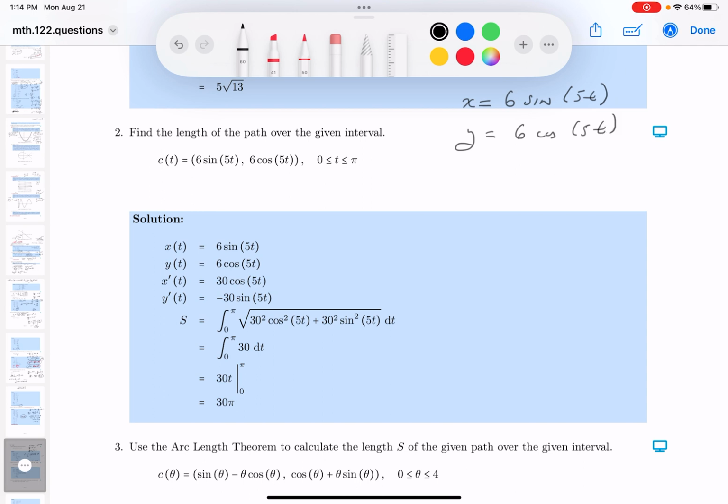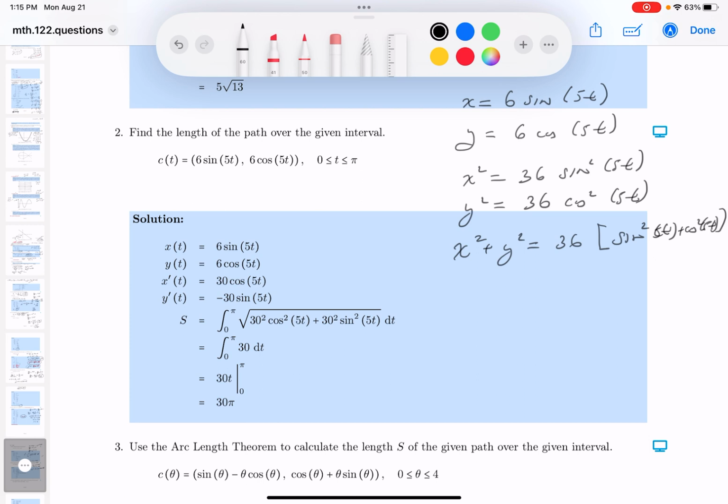So what I'm going to do is square both sides, and you get x squared equals 36 sine squared 5t. And you can get y squared is equal to 36 cosine squared 5t. I'm going to add these two equations together. What do you get? x squared plus y squared is 36 sine squared 5t plus the cosine squared 5t. I know I'm jamming that in there, by the way. So x squared plus y squared is equal to 36. What do I know? This is a circle. Looks like this over here.